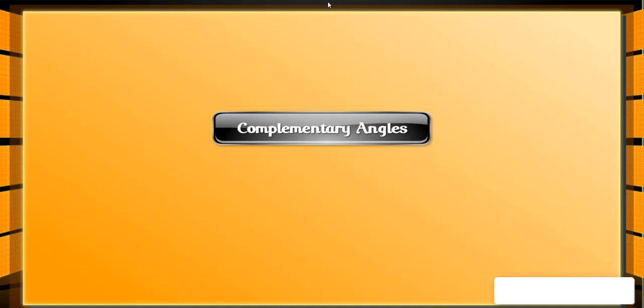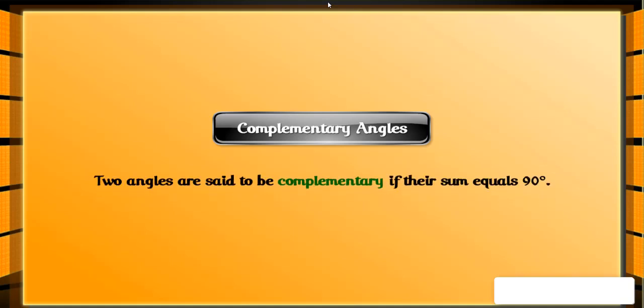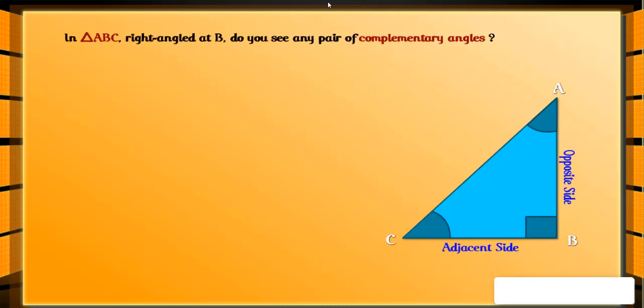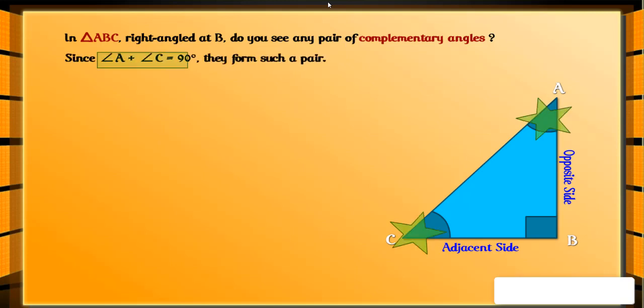First, we shall know what complementary angles are. Two angles are said to be complementary if their sum equals 90 degrees. In triangle ABC, right angled at B, do you see any pair of complementary angles? Since angle A plus angle C is equal to 90 degrees, they form such a pair.